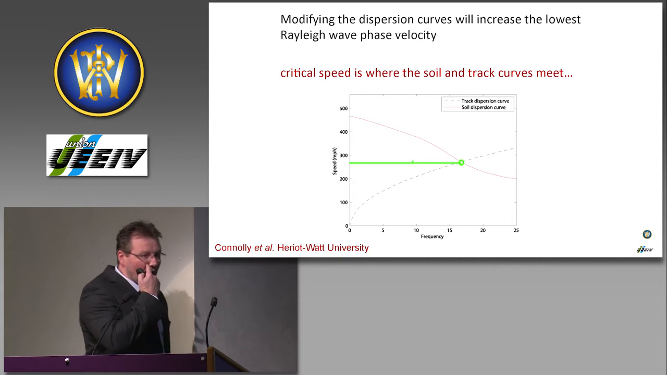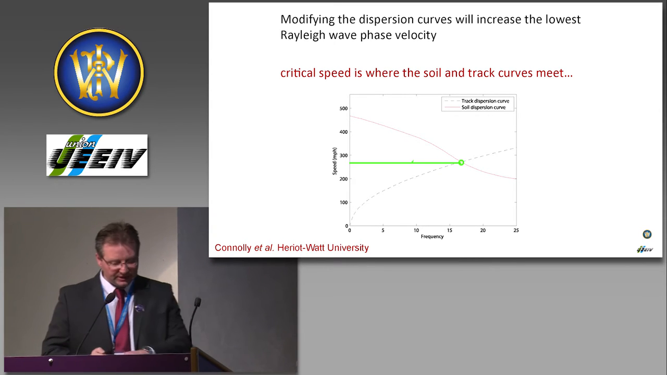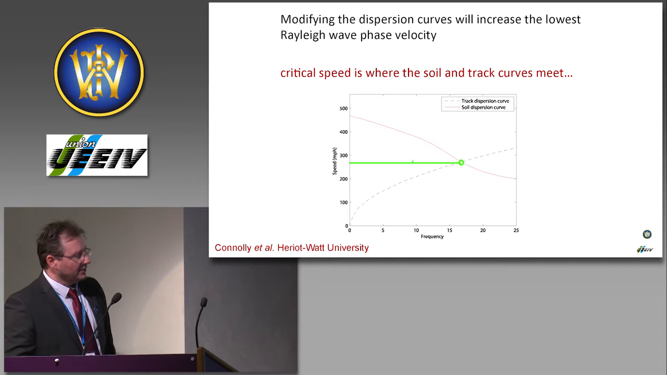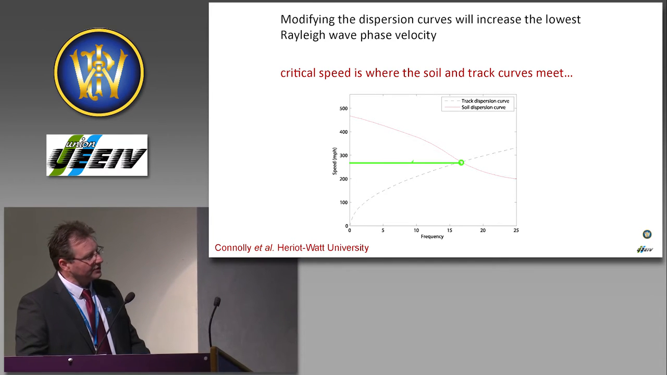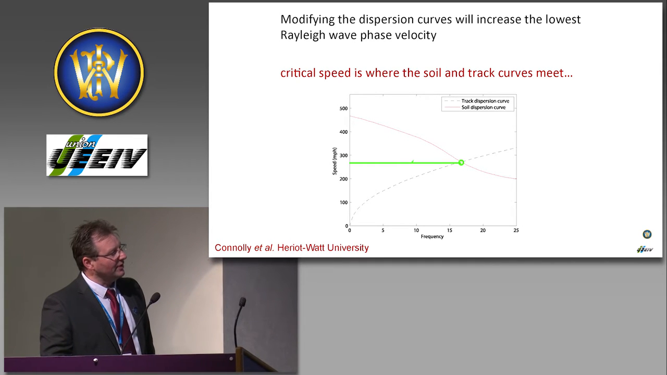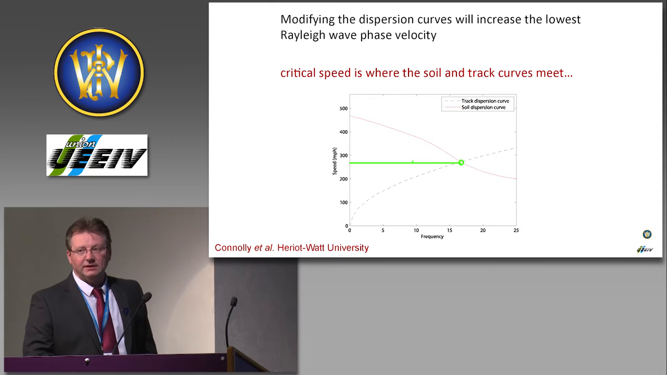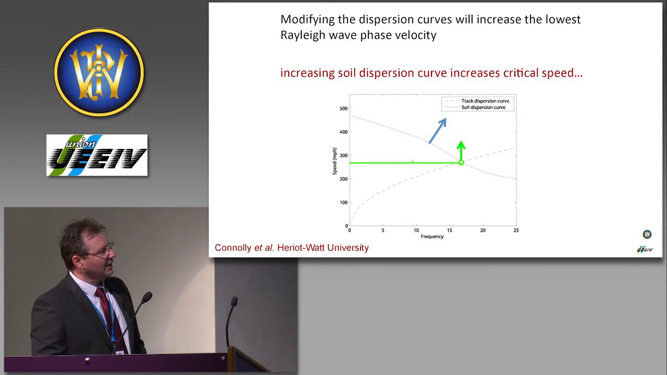This is work, again, I've picked up from David, and this is work which is looking at dispersion curve analysis. So this is the soil dispersion curve for what is happening in the soil. This is the dispersion curve for the upper track structure. Where they meet gives you the critical velocity. David can tell you all about this. This is his work, if you want to speak for him.